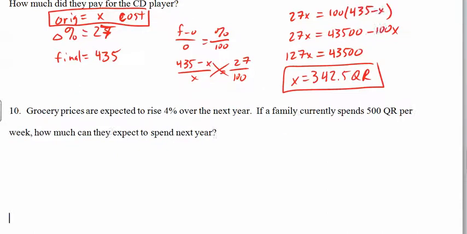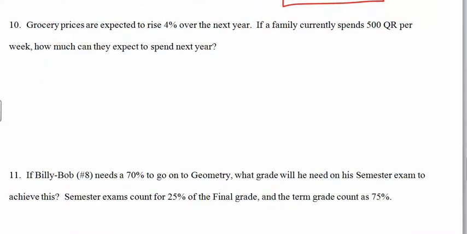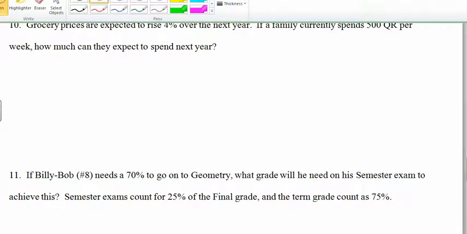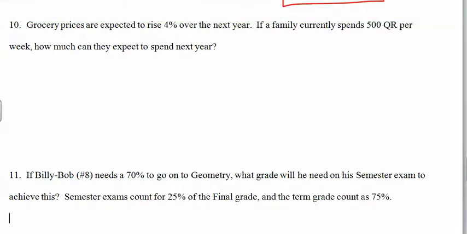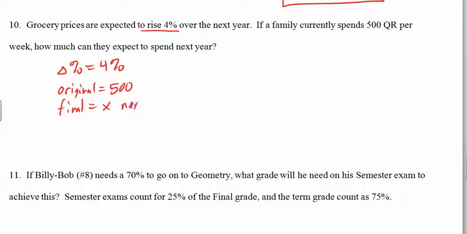Grocery prices are expected to rise 4% over the next year. If a family currently spends 500 Riyals per week, how much can they expect to spend next year? Okay, so again, we have a rise of 4%. That is a change in the percent, which is therefore 4%. Okay, the original, we're talking about how much money the family is spending. Currently, originally, they spend 500. Finally, well, that's next year, and so that's what we don't know. So x equals next year's groceries.